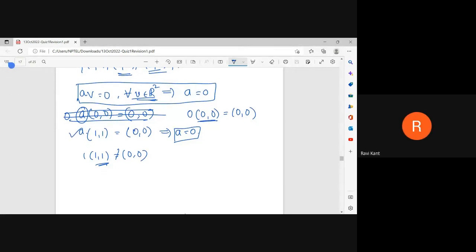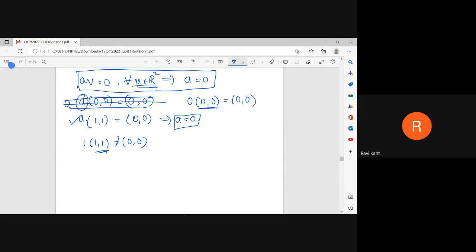Ma'am, we say closed under addition. That means whatever addition we have defined, it should be closed under that, right? Yeah. Whatever addition is defined, that.